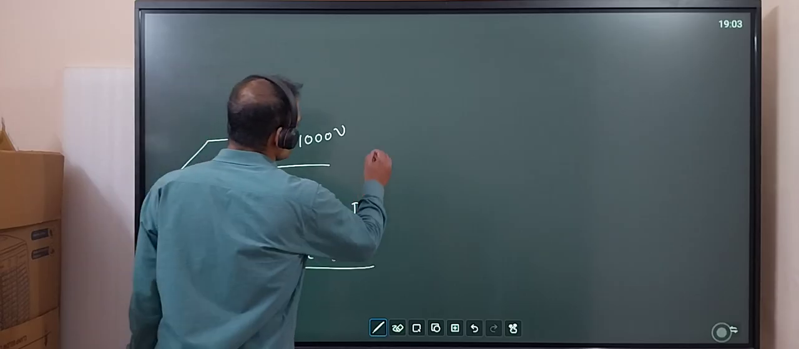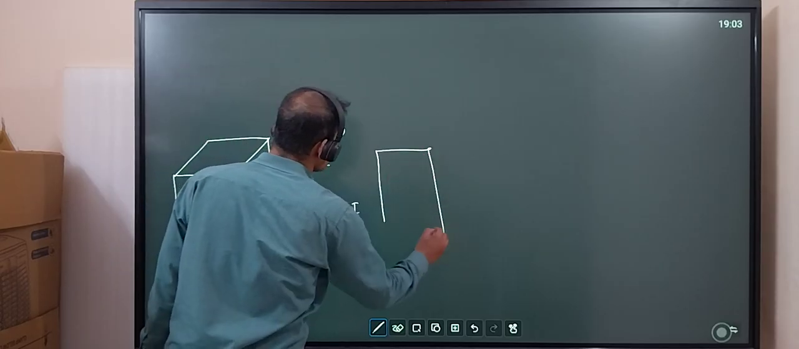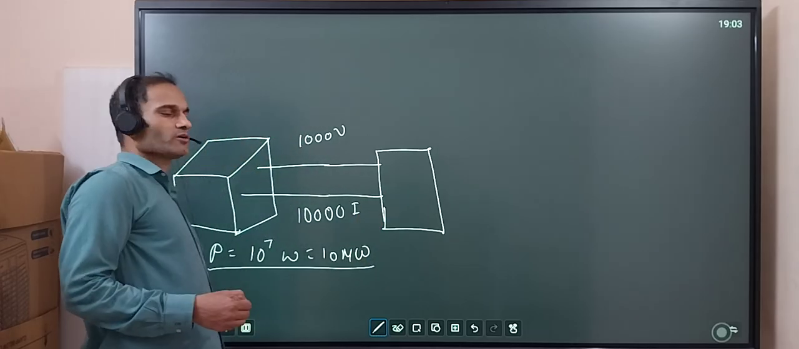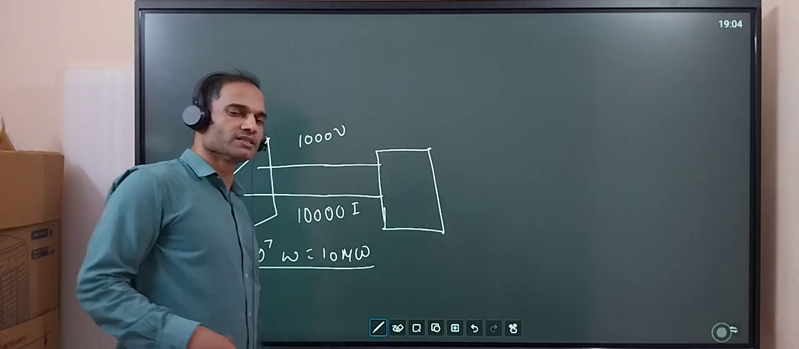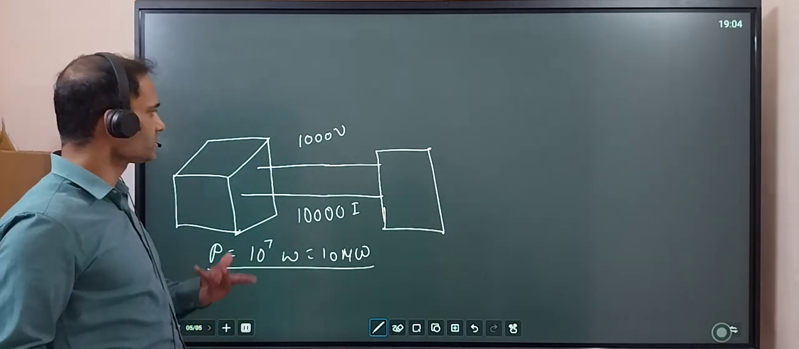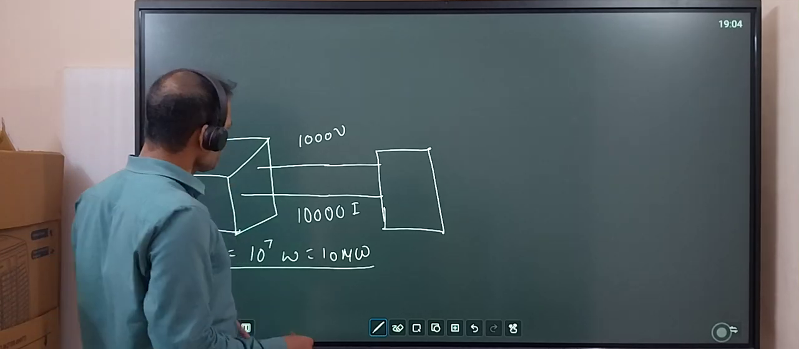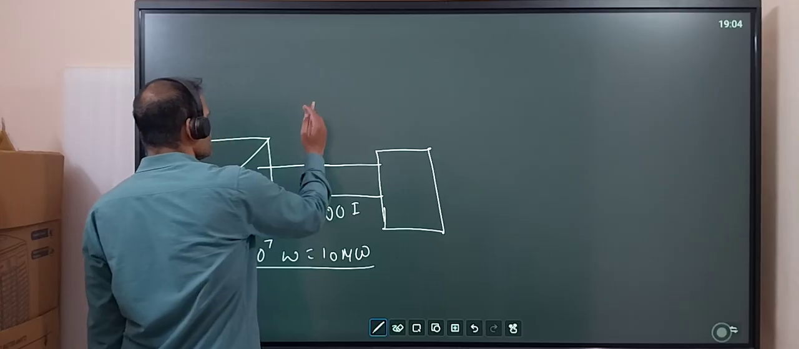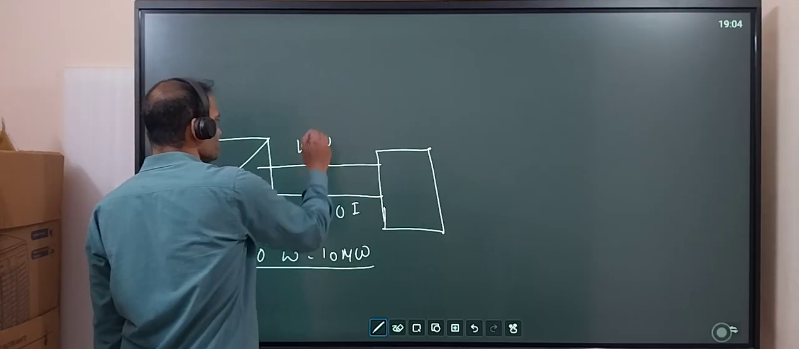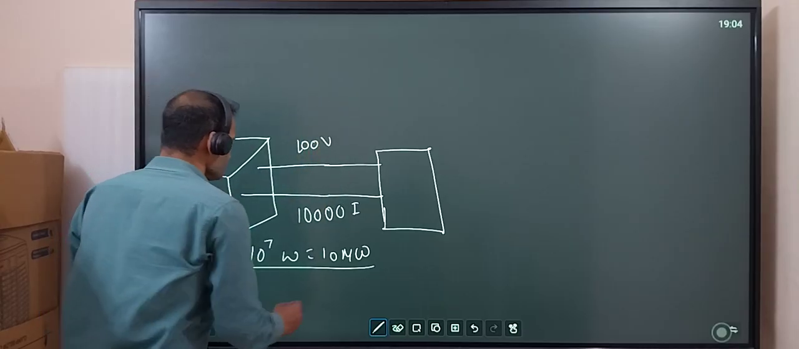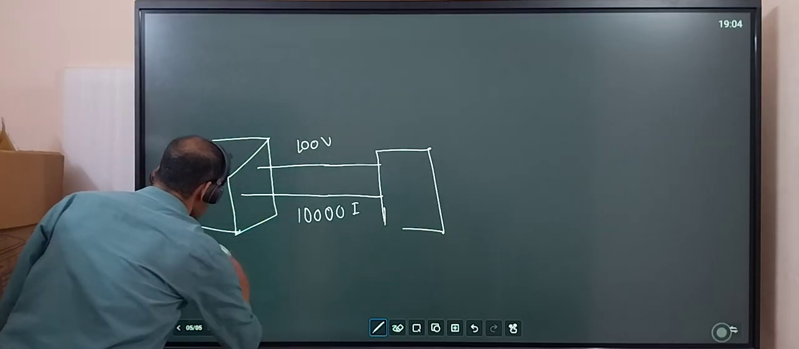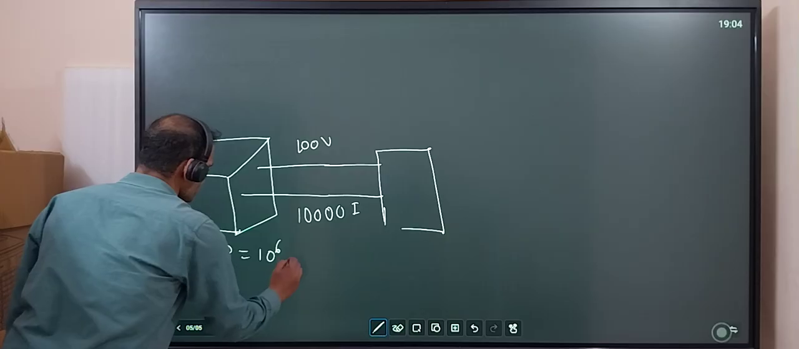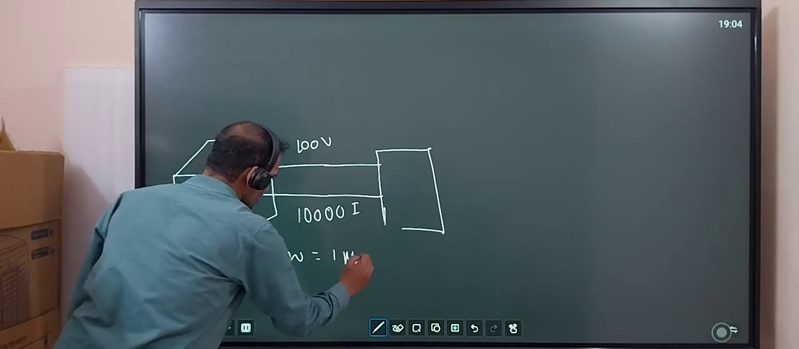So what we are going to do, we are going to feed it in a transformer, and we are going to increase the voltage. Let us say this voltage is less, let us say this voltage is 100 only, so power is 10 to the power 6 watt, 1 megawatt.